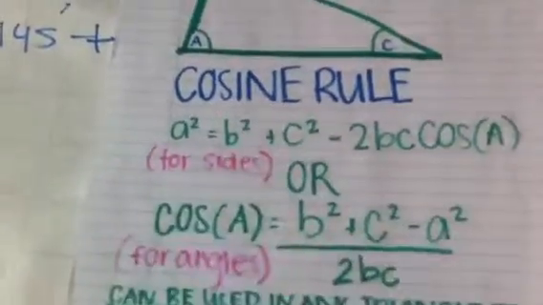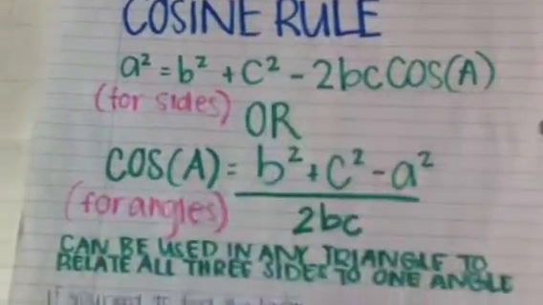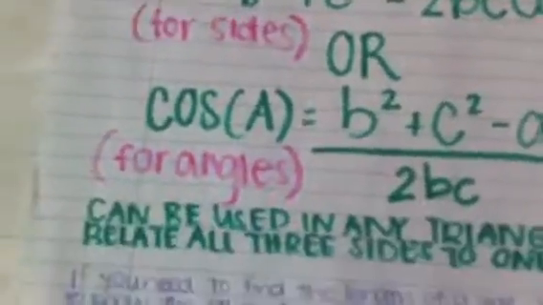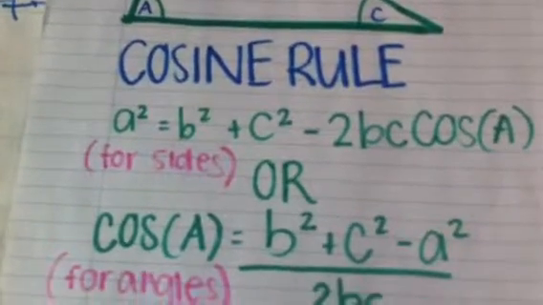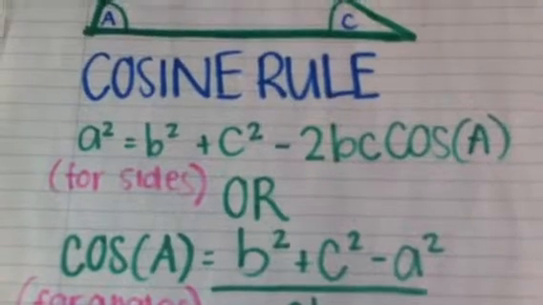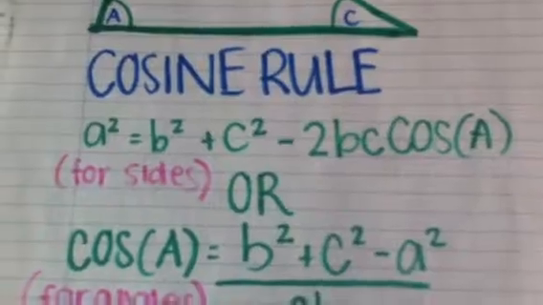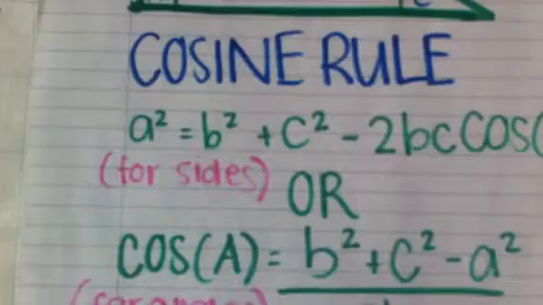Okay, so basically in cosine law we have two equations that we will use for when we're finding for sides and when we're finding for angles. Cosine law can be used in any triangle to relate all three sides to one angle. If you need to find the length of a side, you need to know the other two sides and the opposite angle. The version we will use in this case is a squared equals b squared plus c squared minus 2bc cos A. The example we'll be using is for triangle ABC.